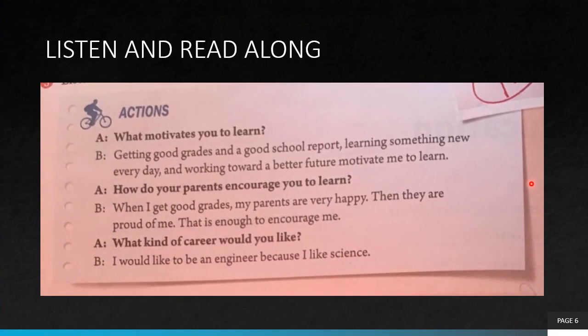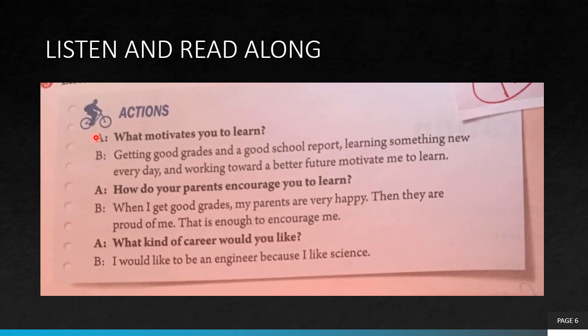Let me show you three dialogues. I will read them. Please read along. Listen to what I read here. This dialogue is a dialogue about actions, right?